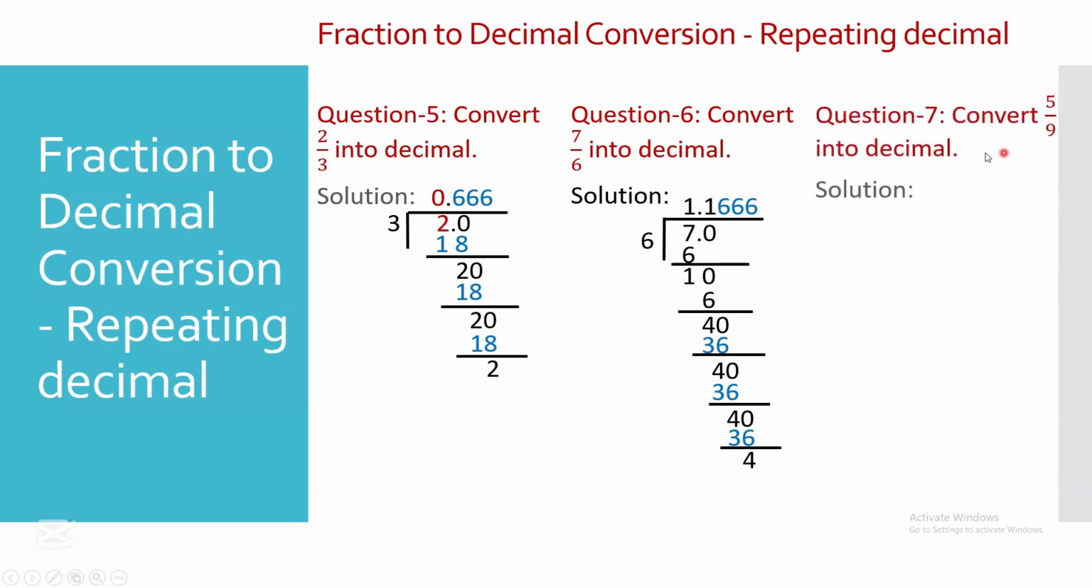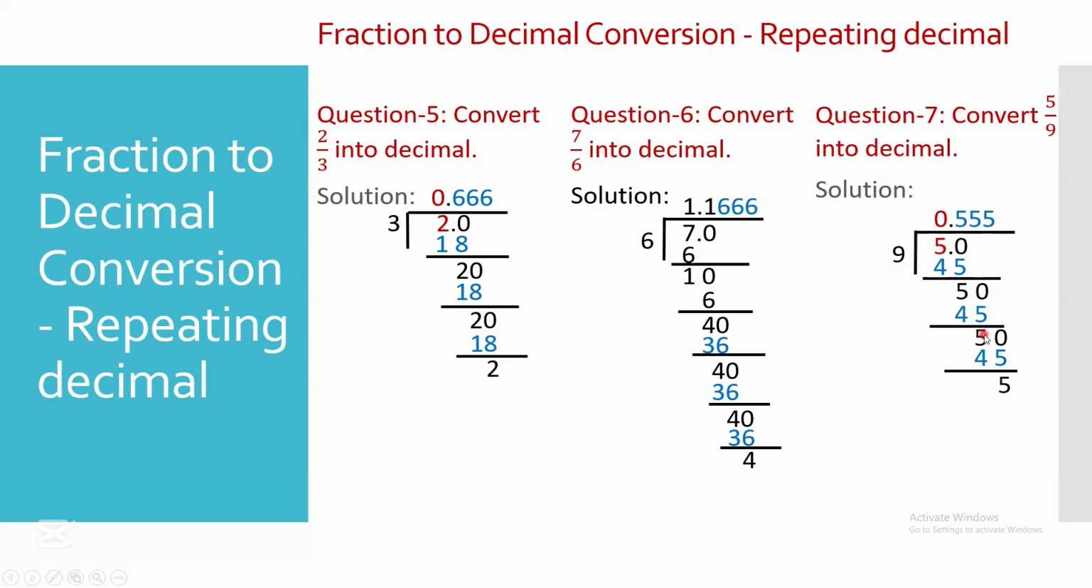Question number 7, convert 5 by 9 into decimal. Now what happens if you divide 5 by 9? You cannot divide 5 by 9, so take a 0, 0 times, put a decimal here and you will get a 0 free. It becomes 50 now. So 50 you can divide by 9, 9 5s are 45. Subtract 45 from 50, you'll get 5 here, and a 0 will come free.